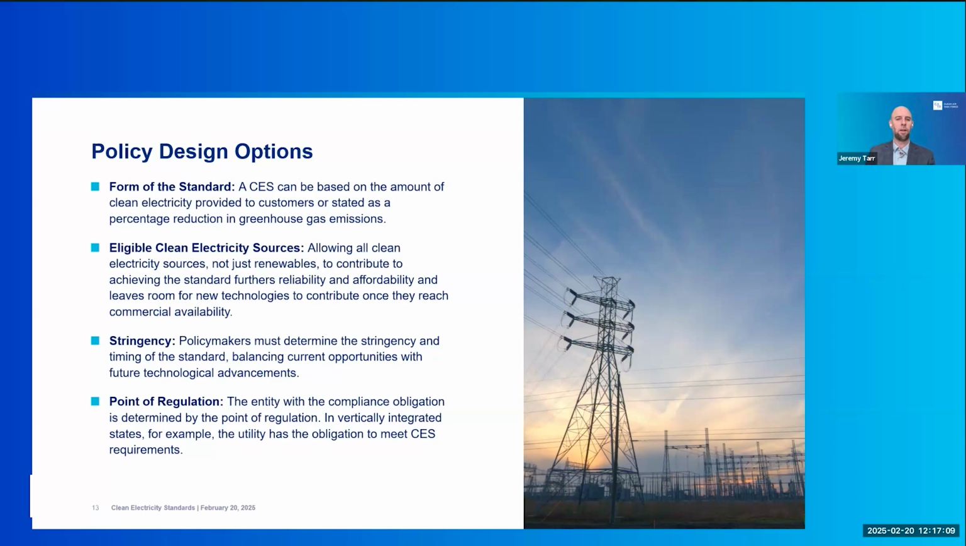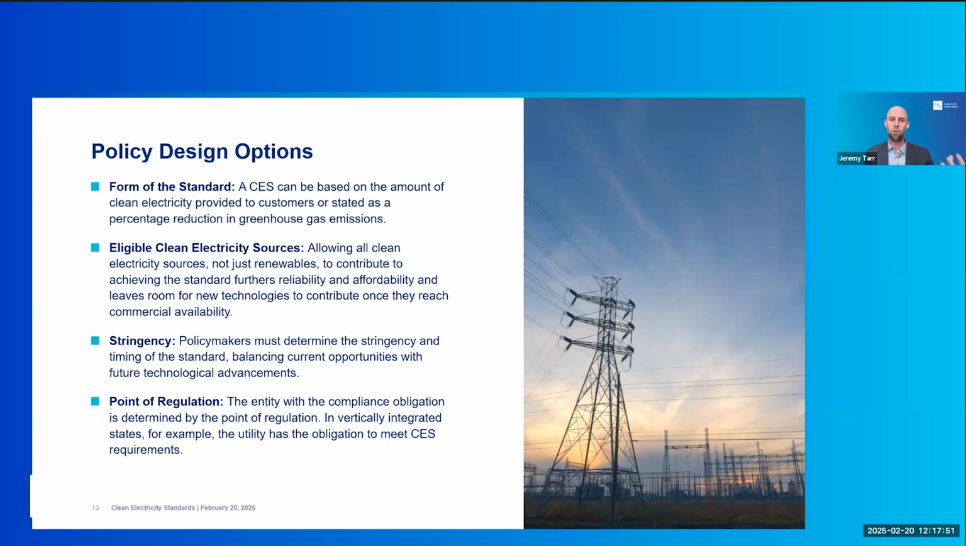The fourth policy design option that we're going to talk about is the point of regulation. Here, we use that term to refer to the entity that has the compliance obligation. In a vertically integrated state, for example, the utility would have the obligation to meet the CES requirement. In a deregulated state, the CES could apply to the distribution utility or the retail provider of electricity and require them to deliver an increasing percentage of clean energy over time.